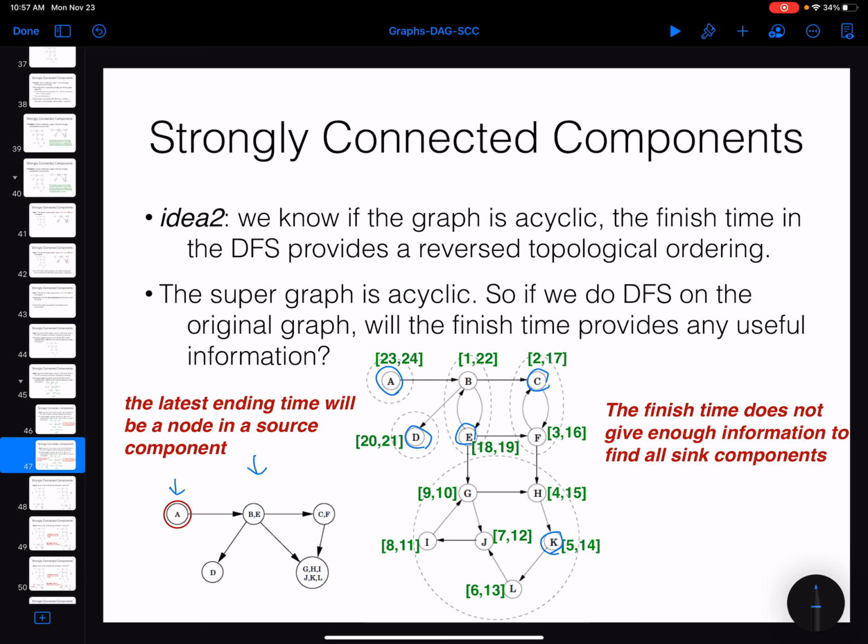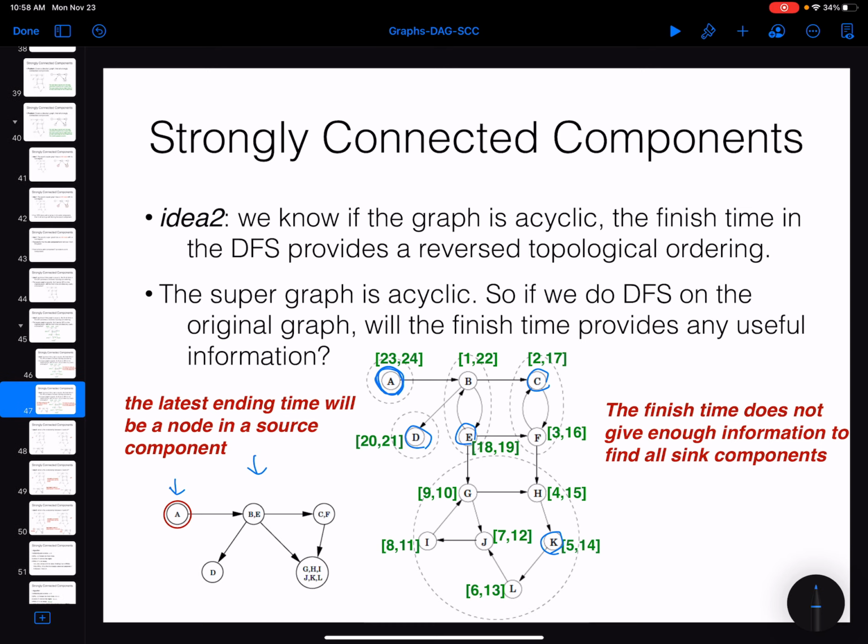But supernodes are not going to be useful for me to find a strongly connected component, because if I run the DFS or BFS over A, because A has access to some other nodes, it doesn't give me a strongly connected component of A.